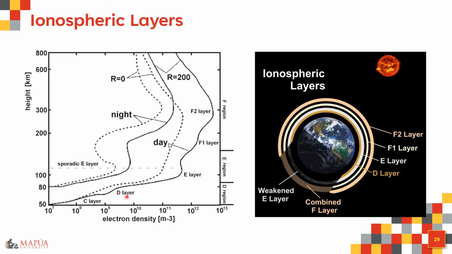Then the density in the D layer and C layer, if there's a C layer, completely vanishes. And as I mentioned earlier, even way after sunset, because at the higher levels the sun is still shining on that layer of the atmosphere, ionization still takes place.